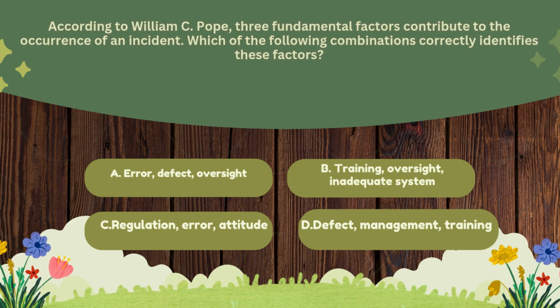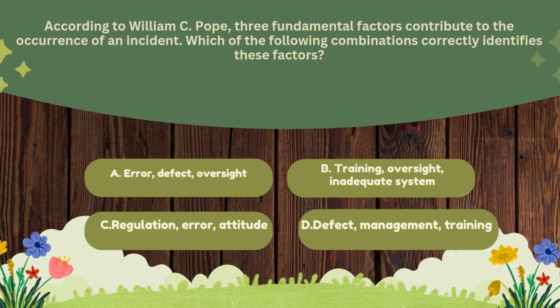According to William C. Pope, 3 fundamental factors contribute to the occurrence of an incident. Which of the following combinations correctly identifies these factors? A. Error, defect, oversight. B. Training, oversight, inadequate system. C. Regulation, error, attitude. D. Defect, management, training.